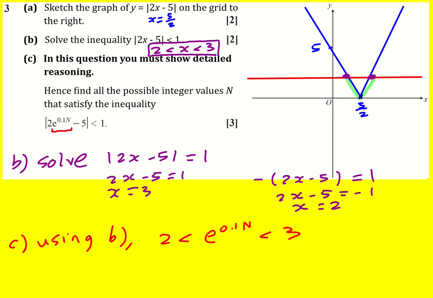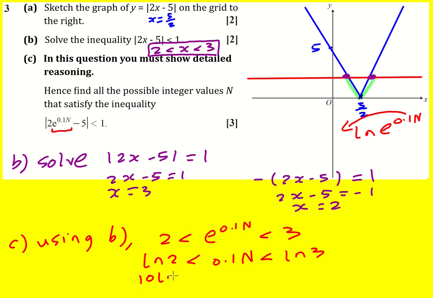e is an increasing function. It's not like it's going up and down. I'm allowed to basically take logs of all three things. Log to base e, ln. So I'll get ln 2 is less than 0.1n, because ln of e to the 0.1n, I can just bring this down, and then ln e is 1. And that means that n is going to be between 10 ln 2 and 10 ln 3.